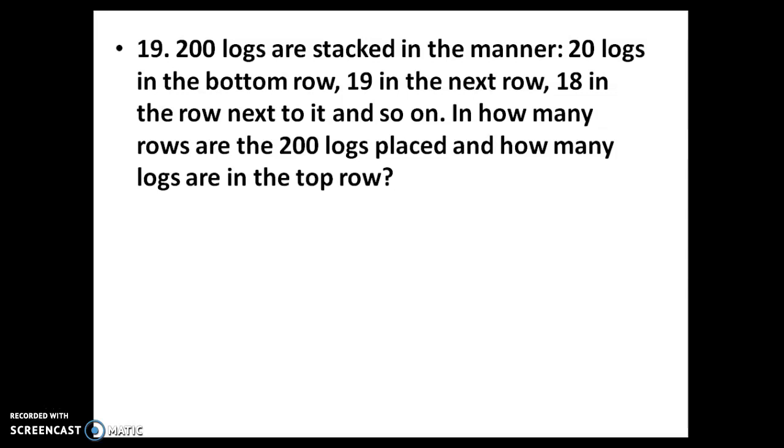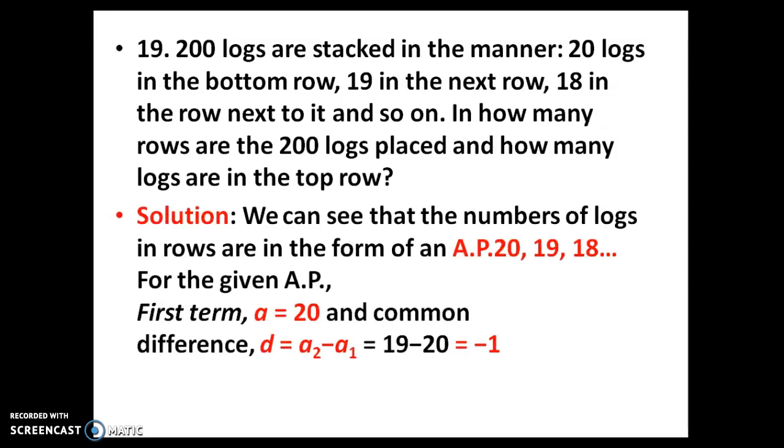The bottom row will be of 20 logs. Then the next row will be of totally 19. Then next row 18. Like that it is getting reduced. And the total number of logs is 200. So with this we can write the AP. AP is 20, 19, 18. Like that it is reducing.